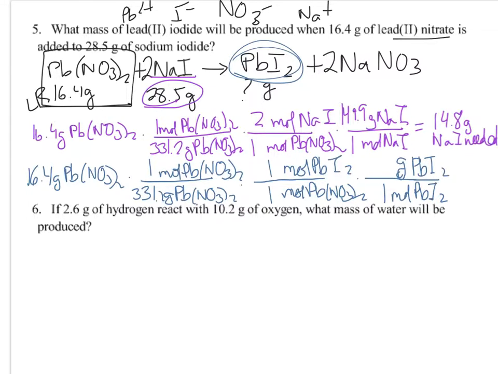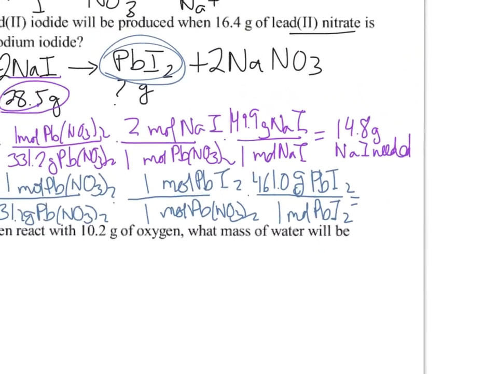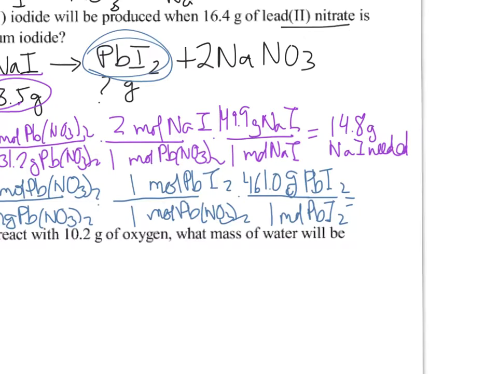1 mole of PbI2 is 461.0 grams of PbI2. You calculate that, and the answer ends up being 22.8 grams of PbI2. And that's my answer.